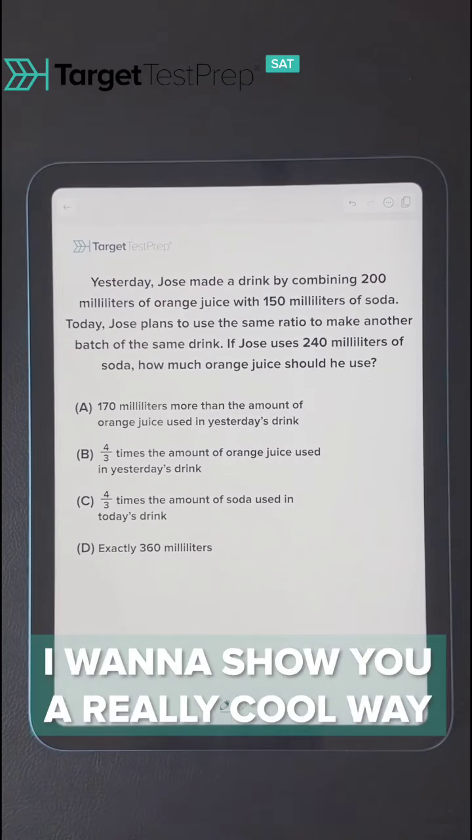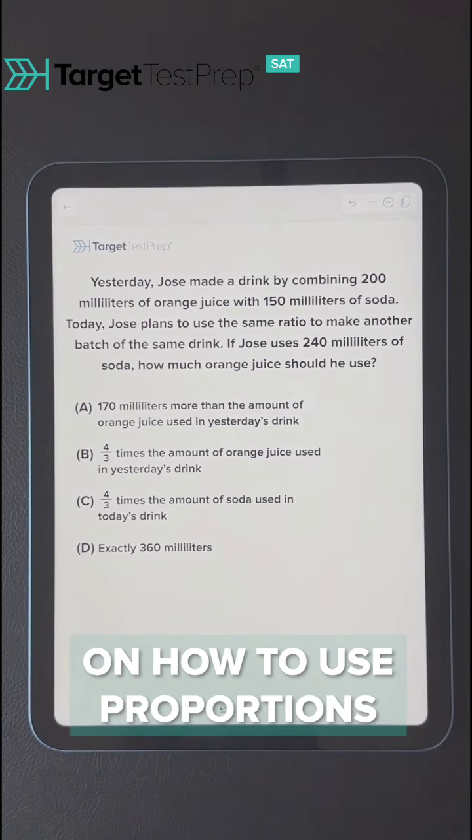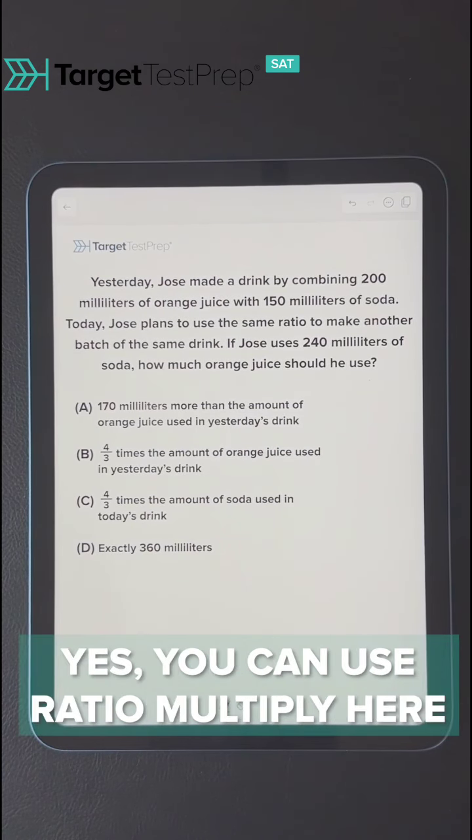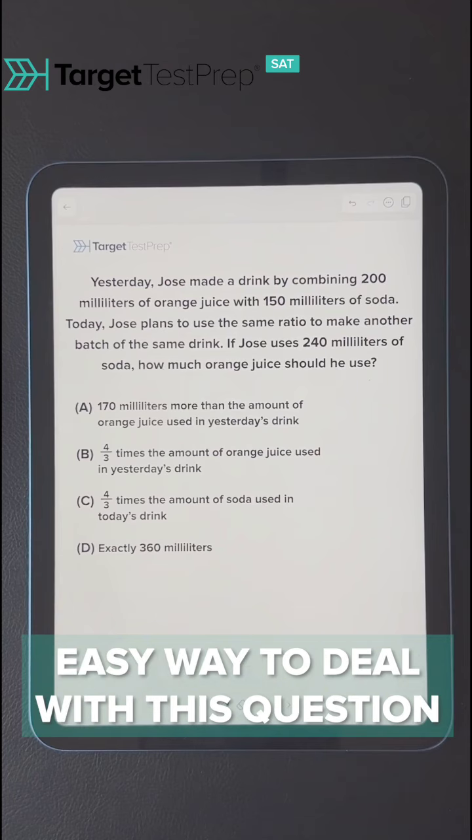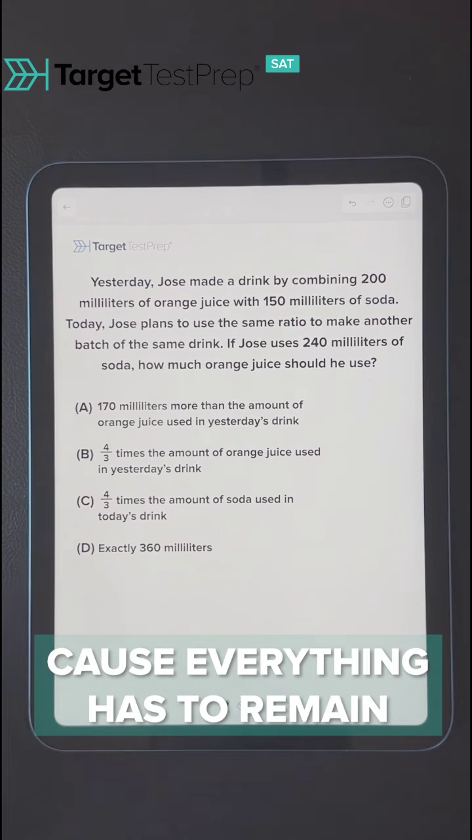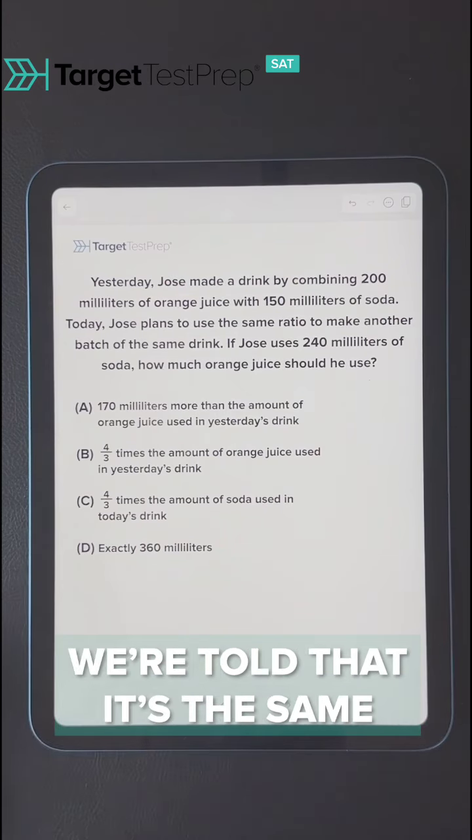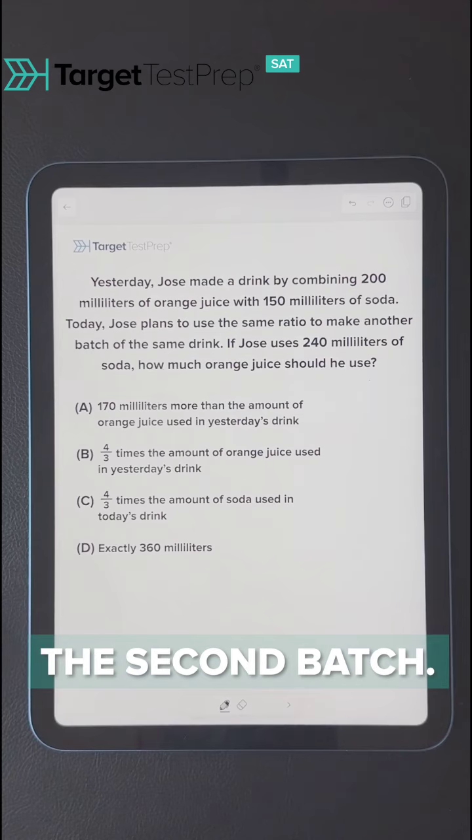All right, in this problem here, I want to show you a really cool way to use proportions when solving this question. Yes, you can use a ratio multiplier here, but proportions is such a clean, easy way to deal with this question. And you know you can use proportions because everything has to remain proportionate, since we're told that the same ratio needs to be used to make the second batch. But let's read through the question.